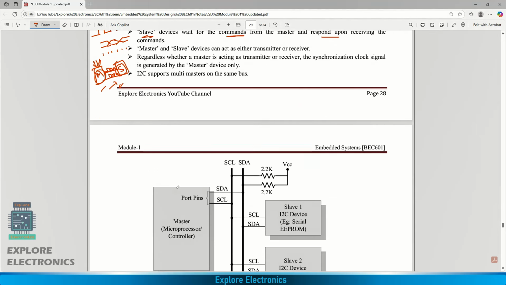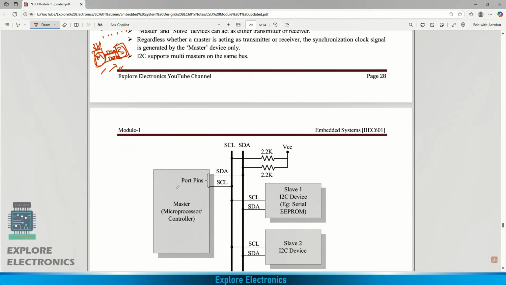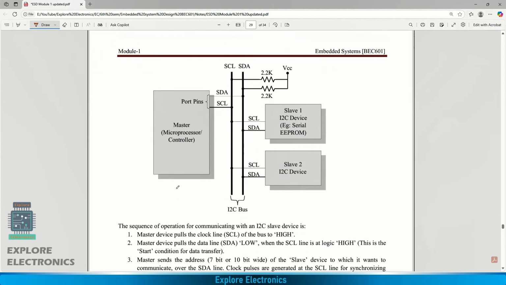Okay, then I2C supports multi-master communication also, multi-masters on the same bus. You can see here, this is the example where we will be having slave 1 and slave 2. We will be having only one master, that is microcontroller or processor. We will be having port pins of the controller. This pin can be a data line, this pin can be a clock line. You can see these two are connected to VCC, that is required to provide some voltage levels, and these two pins are connected to one slave, these two pins are connected to the other slave.